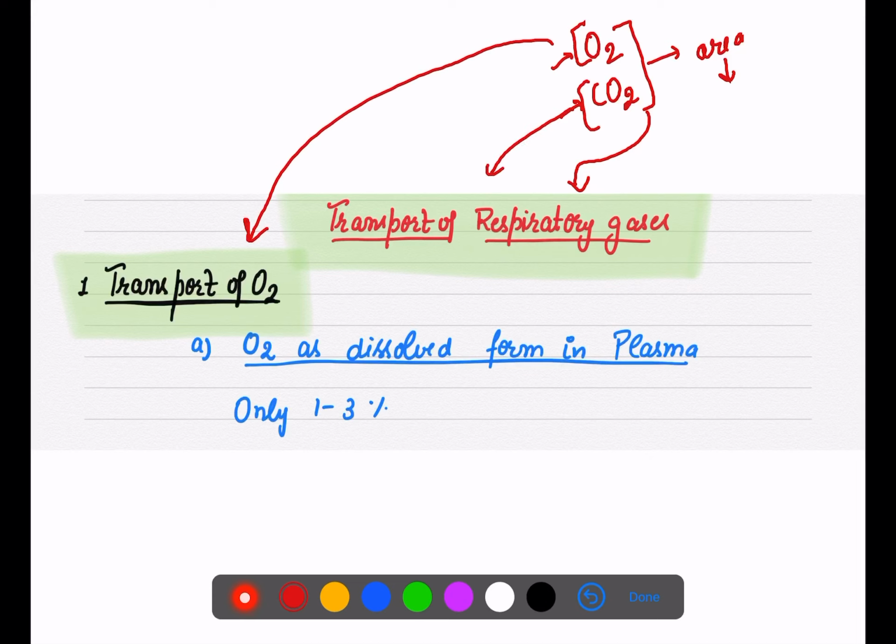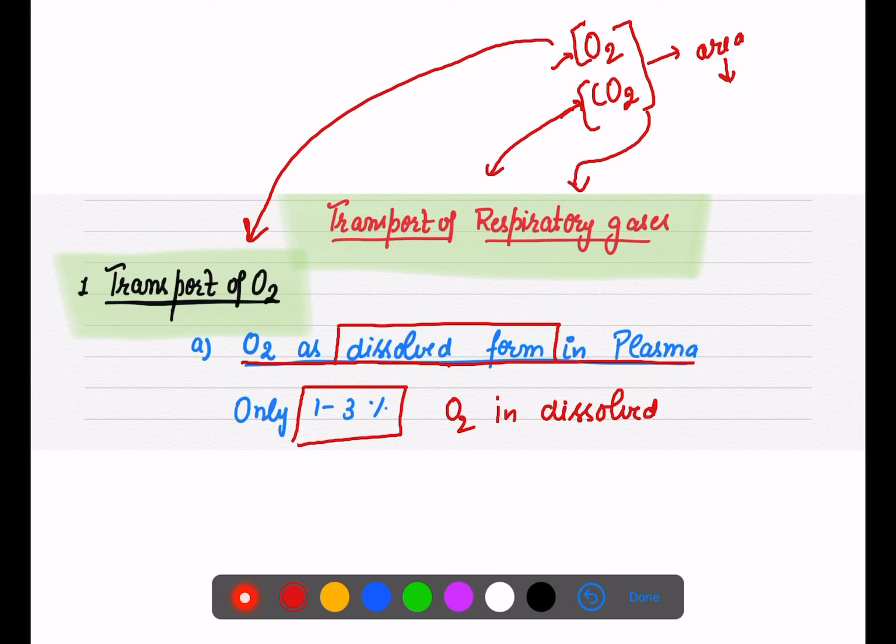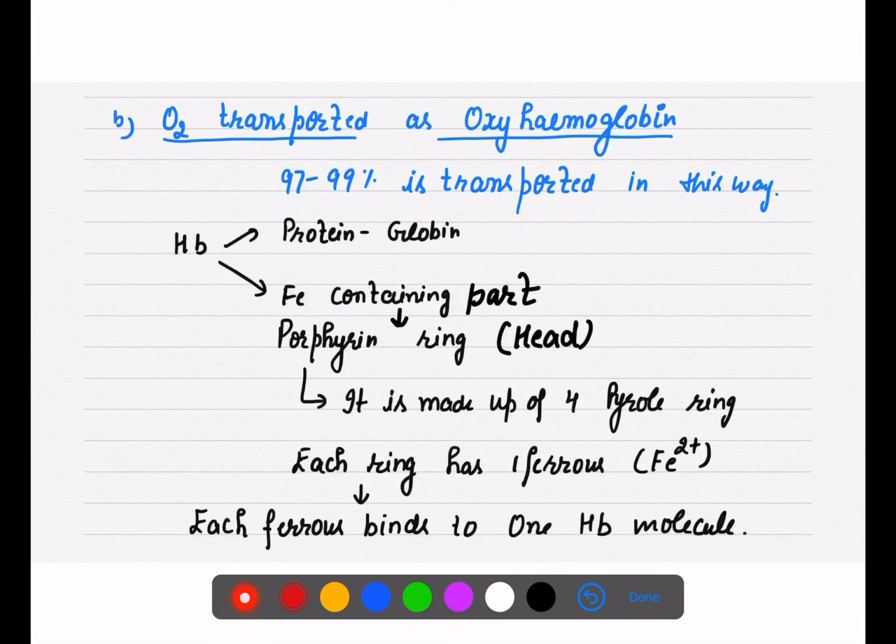Whenever we talk about transport of oxygen, oxygen is transported in dissolved form in the plasma, right? Plasma helps in transportation of oxygen in the dissolved form, and only 1 to 3%, a very small percent of oxygen in the dissolved form, is transported by the plasma. The maximum amount of oxygen which is transported is in the form of oxyhemoglobin.